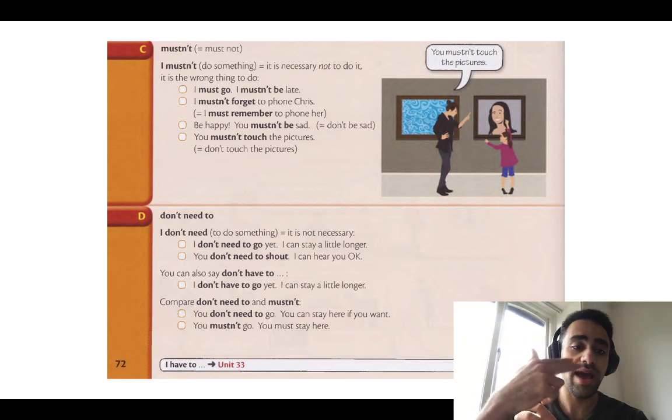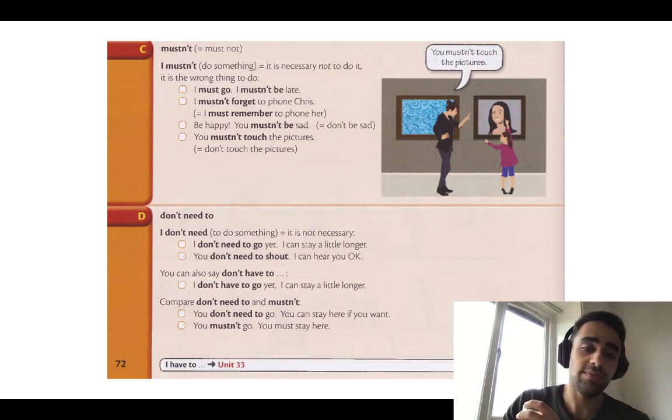And then we have don't need to. It means it is not necessary to do it. You can do it or not.